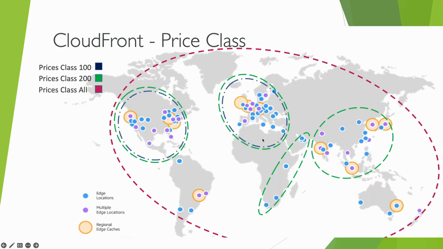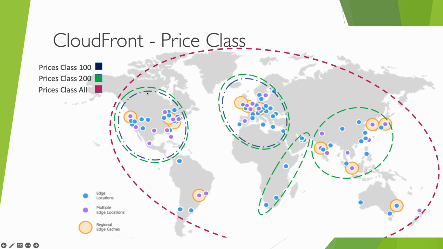If you see this image, first with Class 100, these are the blue dots. With the blue dot line, only these 2 regions will be available in Class 100, that is the US region and the Europe region. If you go for Class 200, we have 2 others, the Middle East and Asia, which will also be available. If you go for All, all the edge locations across the globe will be available to distribute your content. So this is how you can pick a price class.